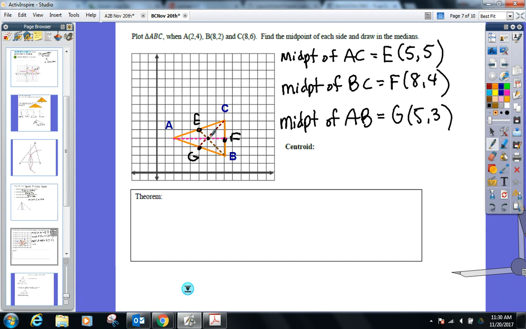Can we make a decision as a class what letter we want to represent here? Obviously one that hasn't been used. You want to go Y? Okay. Call the point of concurrency point Y.